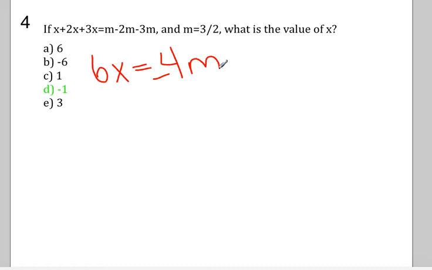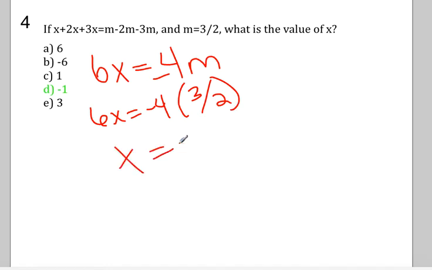So when you do it that way, and you plug in 3 halves for m, you're going to get 6x equals negative 4 times 3 halves. Right? And then basically from there you can solve it. You would get negative 6 divided by 6, and then you'd get x equals negative 1. Right? And that's your answer.